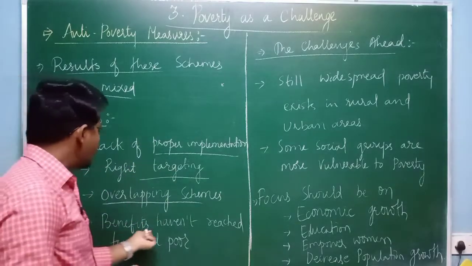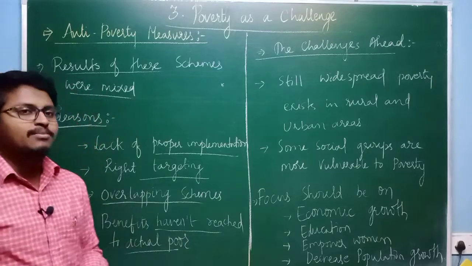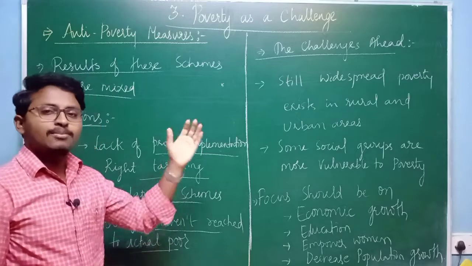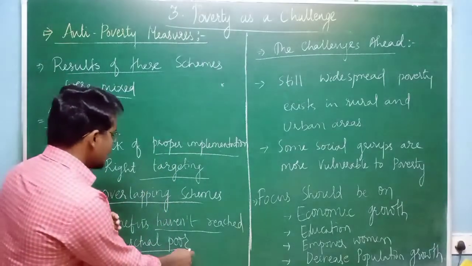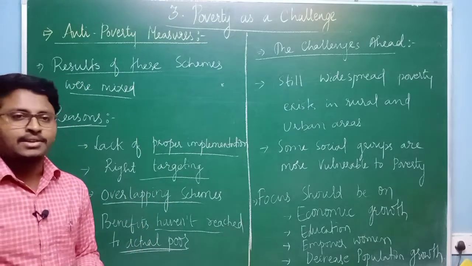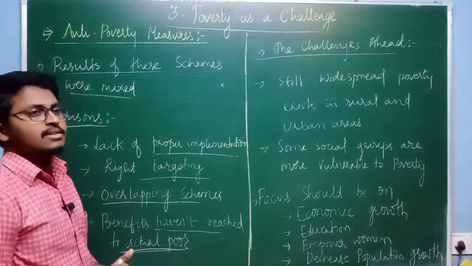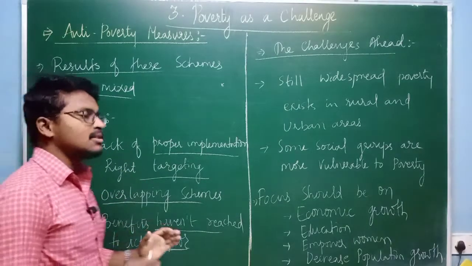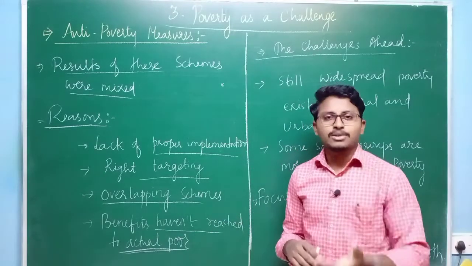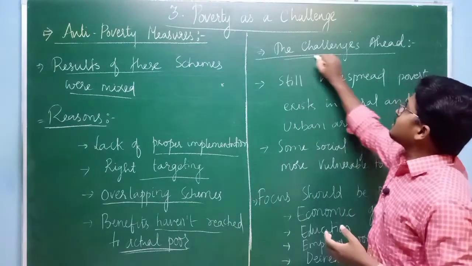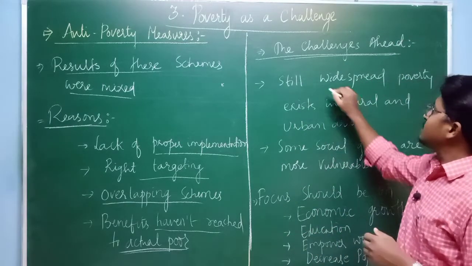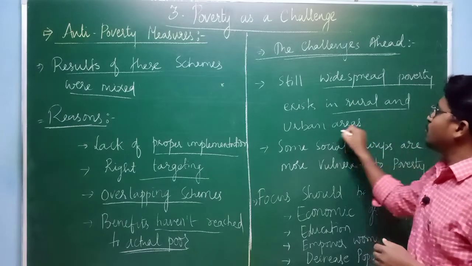Then apart from that, benefits haven't reached the actual poor. That means some schemes are trying to provide benefits from these anti-poverty measures, but they haven't reached the actual poor, those who are living below the poverty line. So when it comes to the evaluation of these schemes, these are some of the reasons why the schemes have failed in reducing poverty. So what must be done next, or what are the challenges that are going to be faced by the government? The main challenge is that widespread poverty still exists in rural and urban areas.